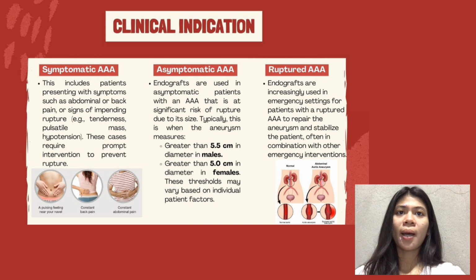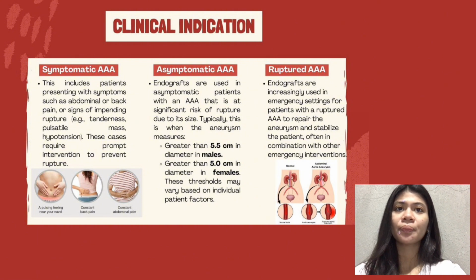The second one, we have asymptomatic AAA. In symptomatic, there are symptoms. In asymptomatic, there are none. These are people who have an enlarged artery but don't show any symptoms. These cases are treated before the aneurysm becomes dangerous. For example, a person who has an AAA found incidentally during a checkup might need preventive treatment to avoid future rupture.